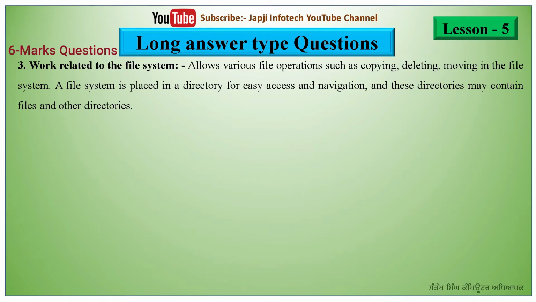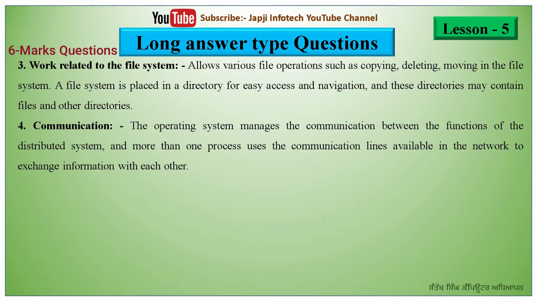A file system is placed in a directory for easy access and navigation, and these directories may contain files and other directories. And the fourth one is communication. The operating system manages the communication between the functions of the distributed system, and more than one process uses the communication lines available in the network to exchange information with each other.